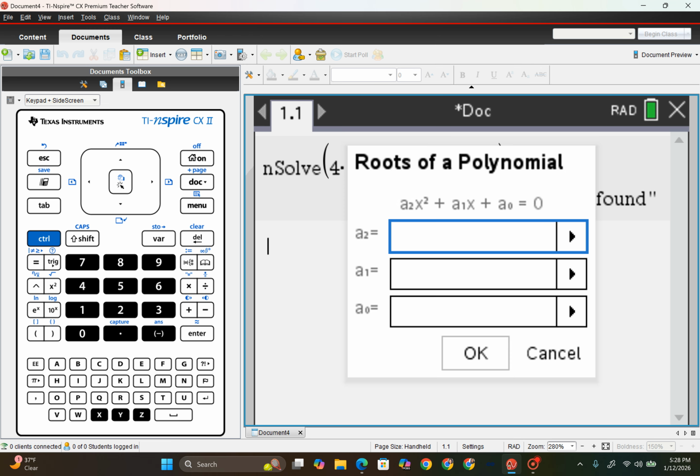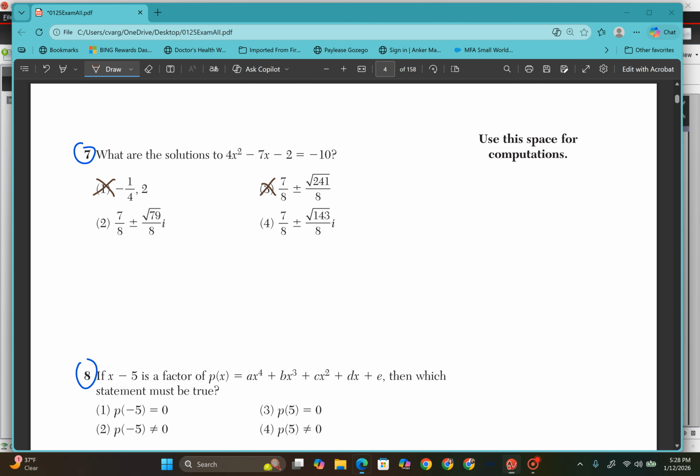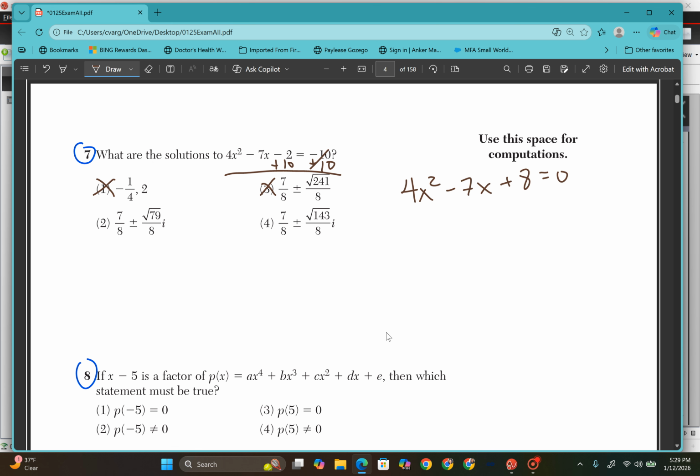Okay, so for me to do that, let me go back here. I have to add 10. I have to set this equal to 0. So add 10 to both sides. That's easily done. Cool. So I have 4x squared minus 7x plus 8 equals 0. So my a is 4. My b is negative 7, and my c is 8.